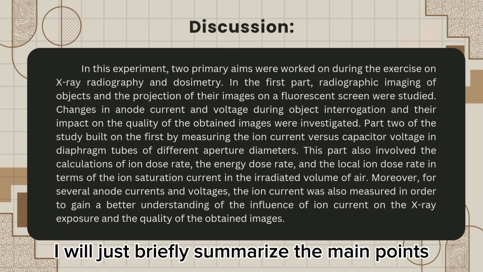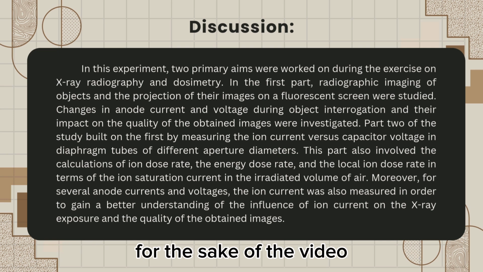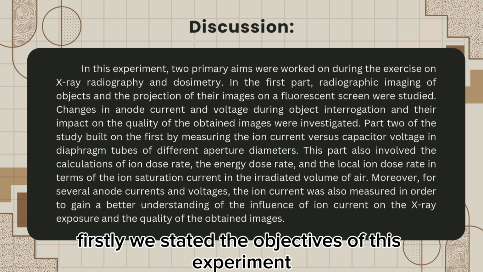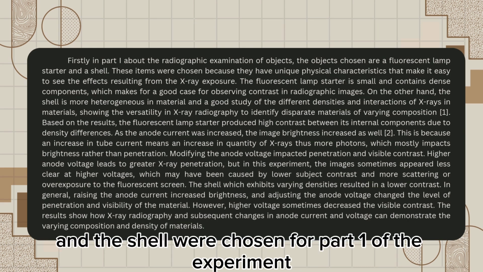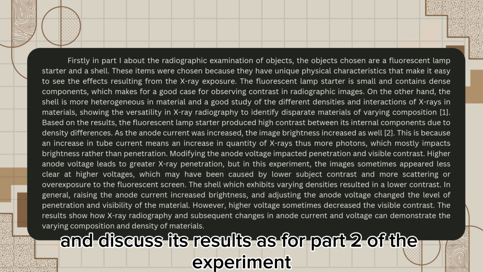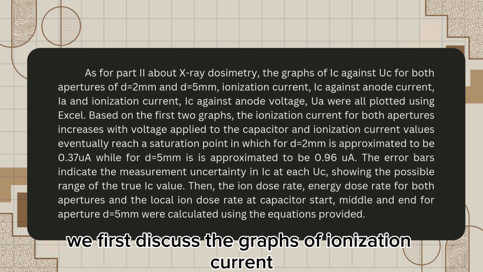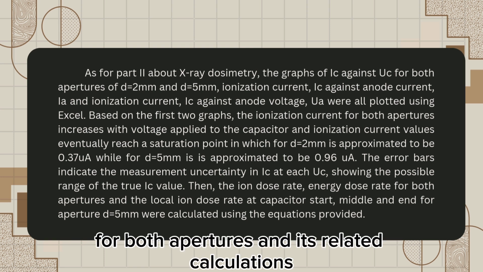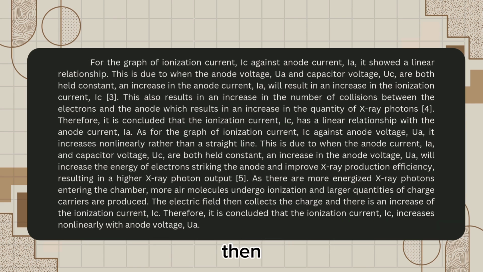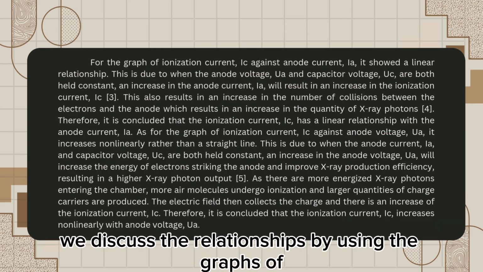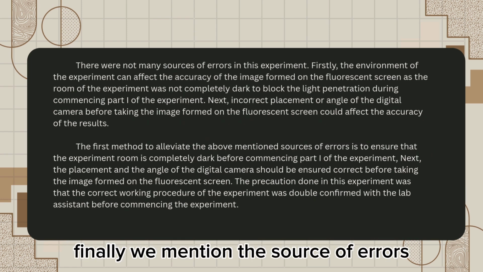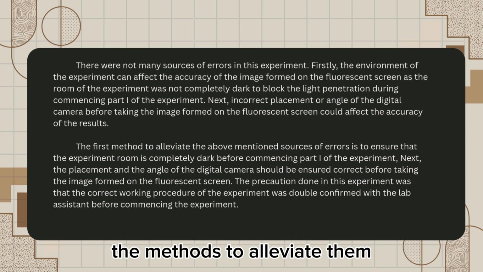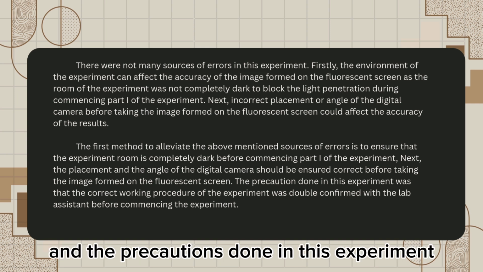As for the discussion, I will just briefly summarize the main points for the sake of the video. Firstly, we stated the objectives of this experiment. Next, we explained the reason that the fluorescent lamp starter and the shell were chosen for part 1 of the experiment and discussed its results. As for part 2 of the experiment, we first discussed the graphs of ionization current against capacitor voltage for both apertures and its related calculations. Then, we discussed the relationships by using the graphs of ionization current against anode current and anode voltage. Finally, we mentioned the source of errors, the methods to alleviate them, and the precautions taken in this experiment.